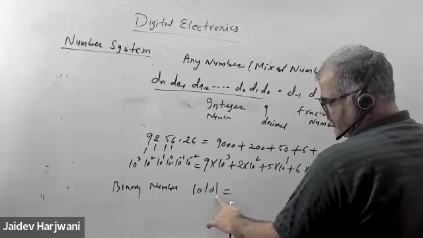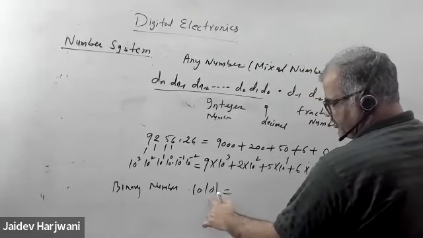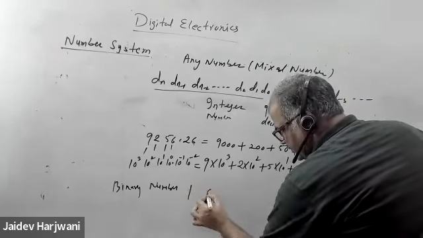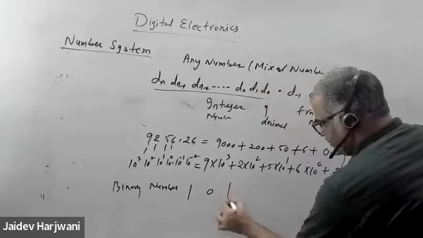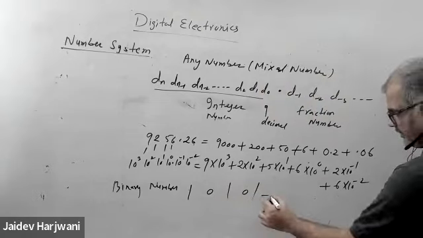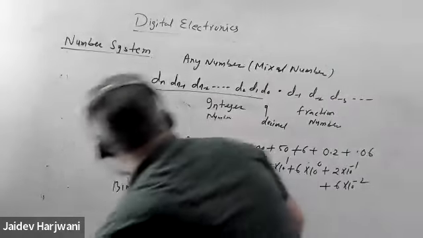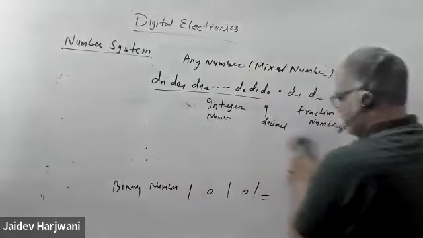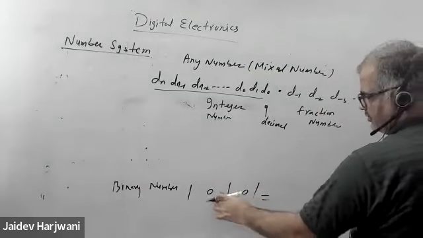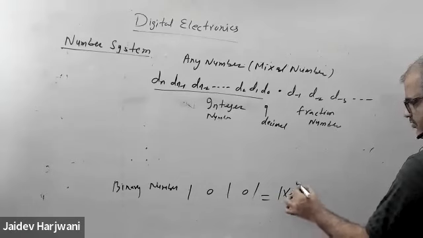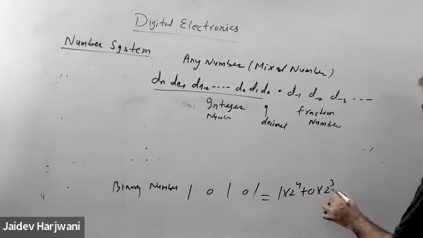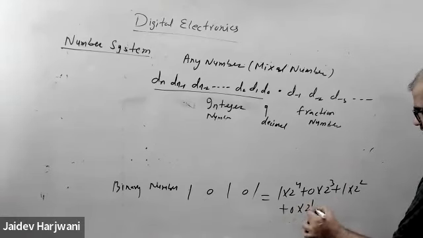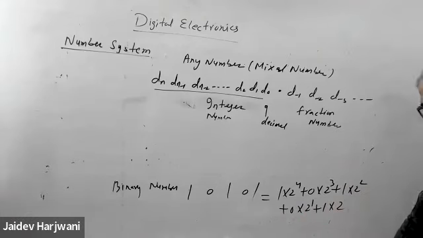The first position has weight 2 power 0, the second position has weight 2 power 1. Let me write it a little bigger: 1 0 1 0 1. If I want to convert this binary number into a decimal number, I just need to multiply. The positions are 0, 1, 2, 3, 4, so I multiply 1 by 2 power 4, 0 by 2 power 3, 1 by 2 power 2, 0 by 2 power 1, and 1 by 2 power 0.